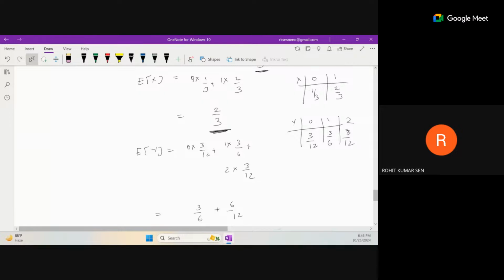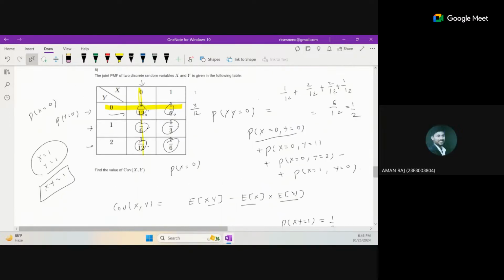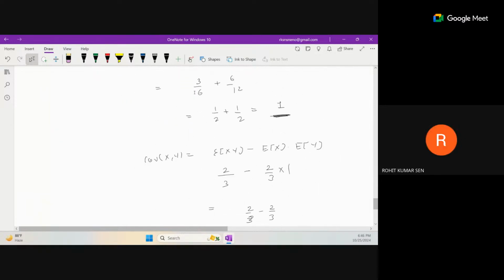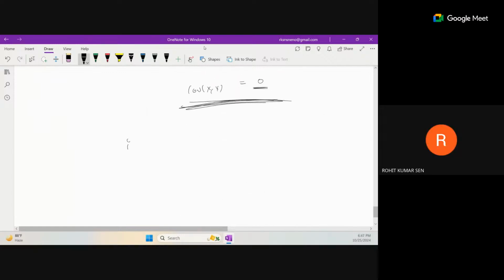So any doubt in this question? Sir, it means both are independent. No. It means they both are not independent. It means they are not correlated. Yeah, correlated. If they are independent, that means that they are uncorrelated. Means covariance of x and y is 0.